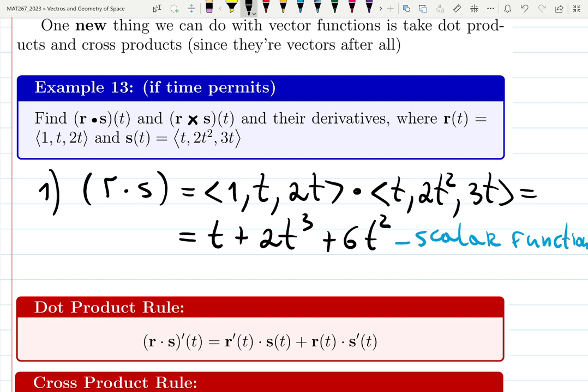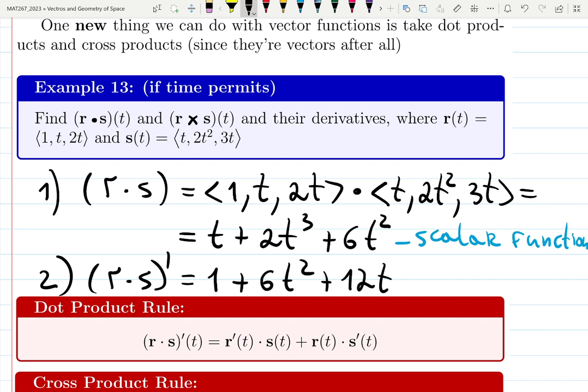Now guess what? We differentiate that. The derivative of r dot s gives you, t gives you 1, 2t cubed will give you 6t squared, and then 12t at the end. That is the derivative, and that's the answer they wanted. And you do exactly the same thing with a vector product, which is cross product. So you're going to be practicing that in your homework.